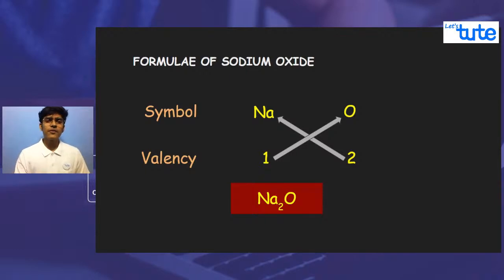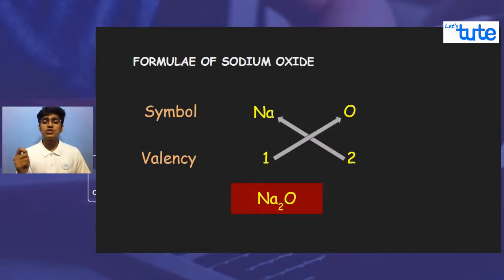Suppose I want to find the valency of hydrogen. I know that the outermost shell of hydrogen has only 1 electron, and to complete its outermost shell, it requires only 1 electron. So the valency of hydrogen is 1. Either it can give 1 electron or it can take 1 electron. Okay, so that was about hydrogen.